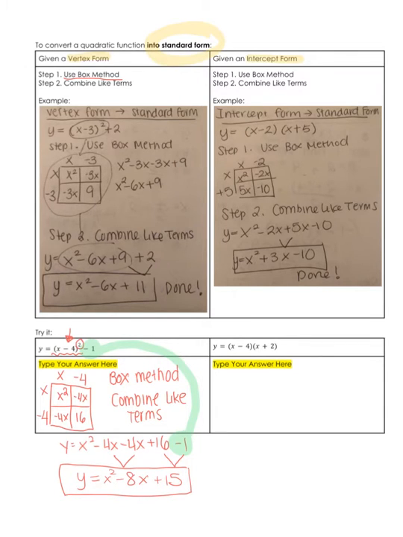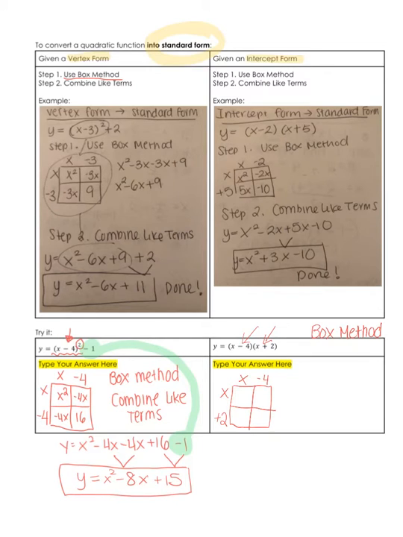Let's change intercept form into standard form. Intercept form into standard form is really easy because we're just going to use the box method again. So here we have an intercept form equation. So let's draw the box because we want standard form. (x minus 4)(x plus 2).